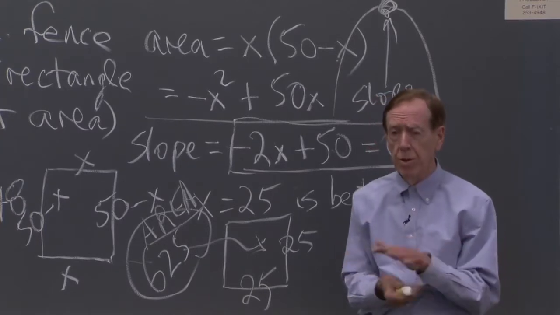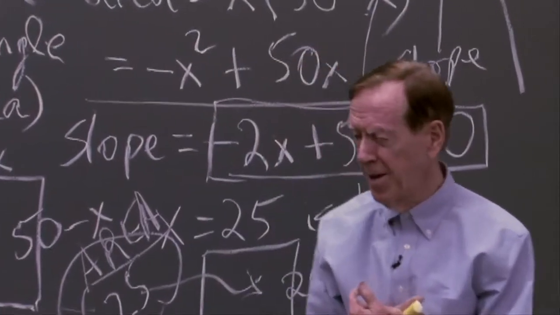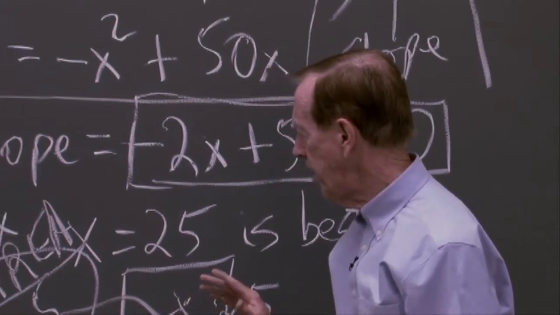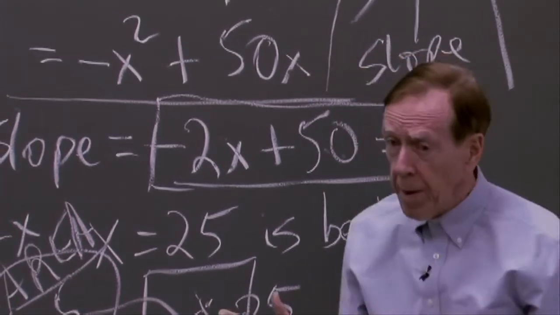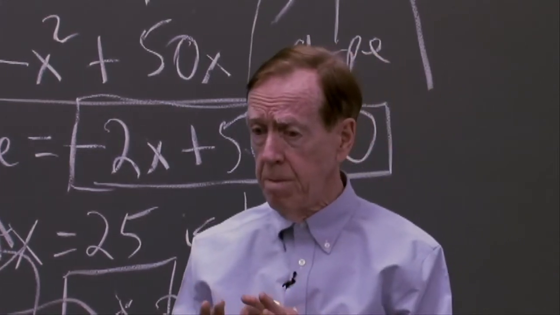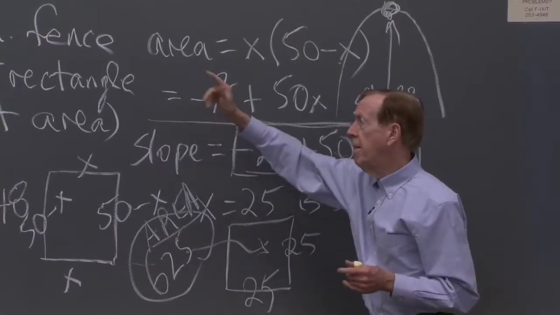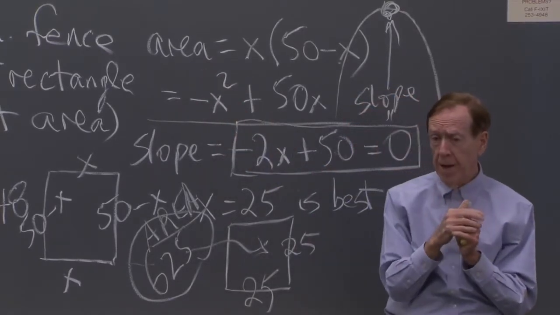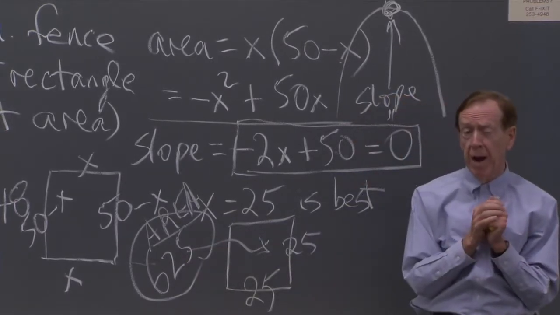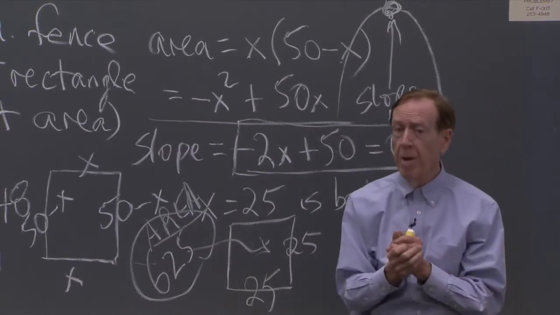That's what the farmer should do, provided he wants a rectangle. Now I have a final question for you that I'm not going to answer. Can you find a shape? It won't be a rectangle. We've got the best one. Can you find a shape different from a rectangle where you use the same 100 meters of fencing, but you enclose more than 625 square meters? That's a question. I hope you get it.